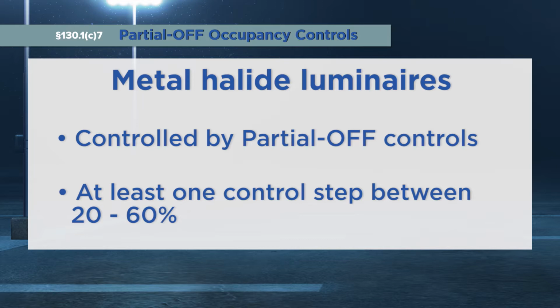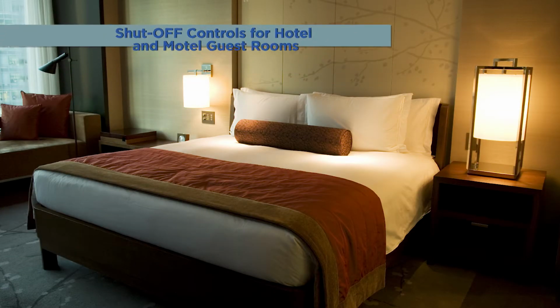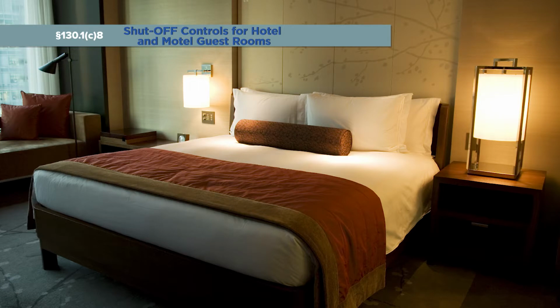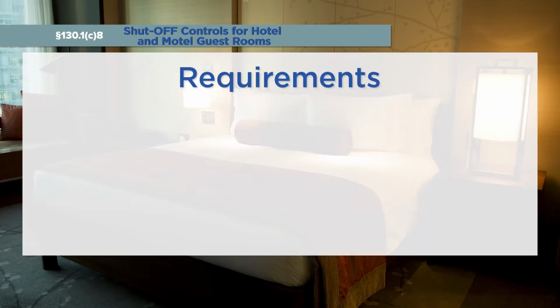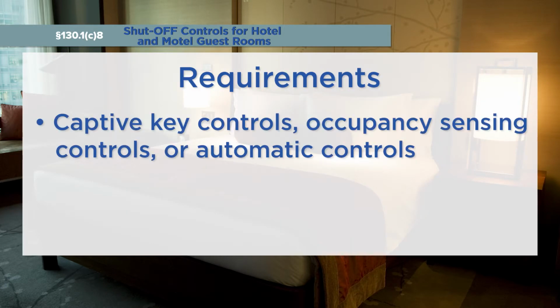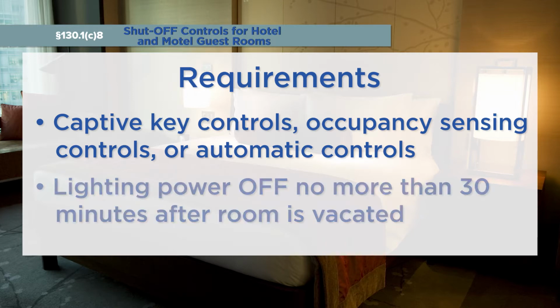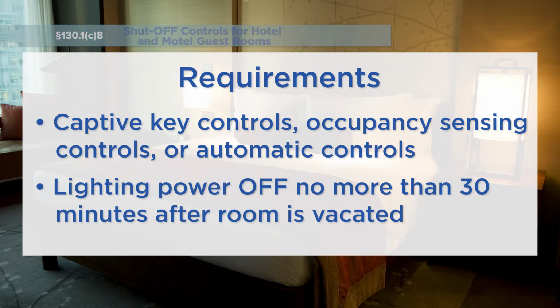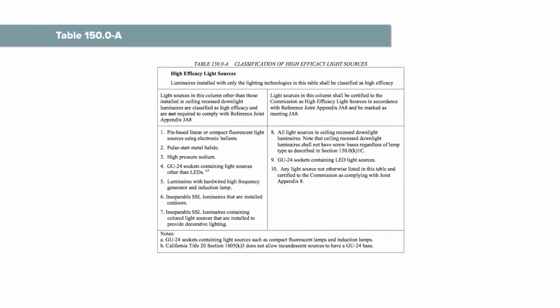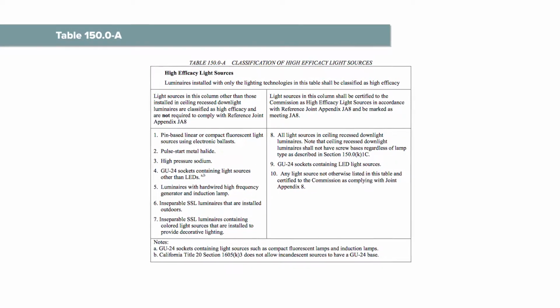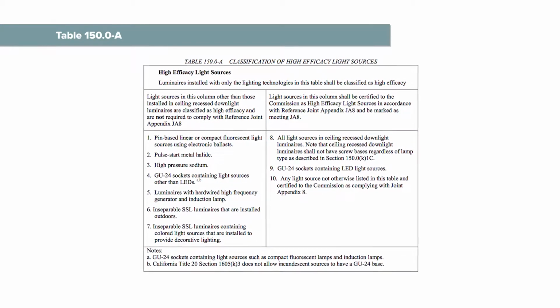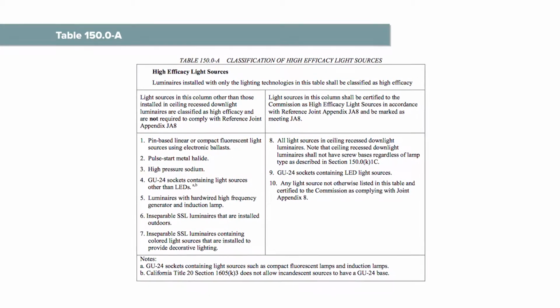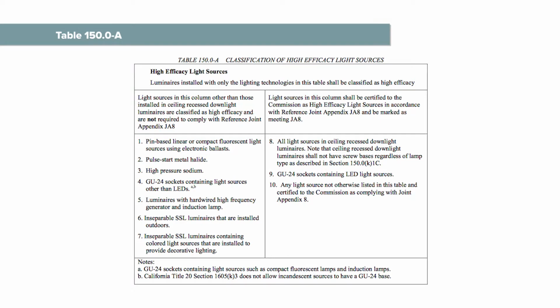Hotel and motel guest rooms must have captive card key controls, occupancy sensing controls, or automatic controls such that no longer than 30 minutes after the guest room has been vacated, lighting power is switched off. There is an exception to this requirement for one luminaire. The luminaire must be high efficacy as defined in Table 150.0-A. It must be switched separately, and the switch must be located within 6 feet of the entry door.